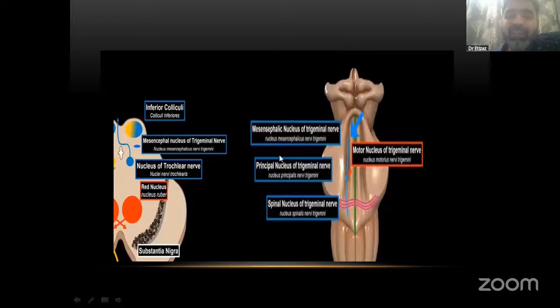So the mesencephalic nucleus gives the sensory information of the muscles of mastication. The principal nucleus gives pressure and touch. The spinal nucleus gives pain. And the motor nucleus of the trigeminal nerve gives the motor function. So this is the nucleus that is placed here, the mesencephalic nucleus of the trigeminal at the inferior colliculus. The second is the nucleus of the cochlear nerve. It is clear up to here. It's clear.